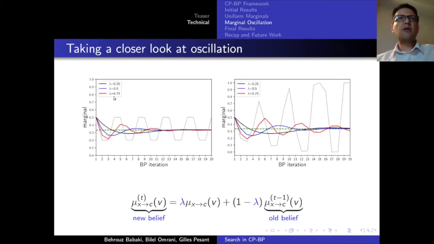In this plot, you can see that we have tried message damping with 3 values for lambda. And even though all of them eventually cancel oscillation, for this particular instance, the value 0.25 seems to lead to faster and smoother convergence.